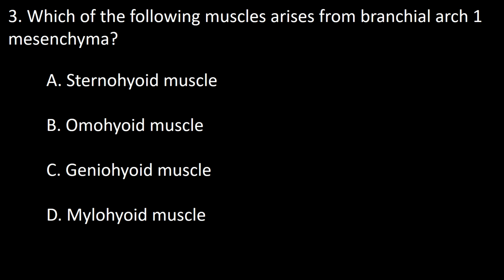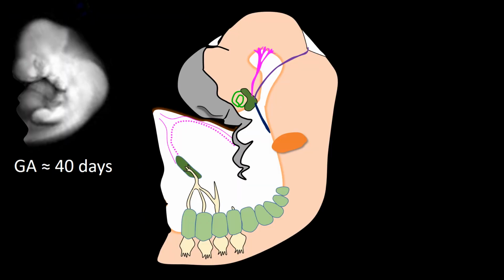Next question. Which of the following muscles arises from branchial arch 1 mesenchyme? A. Sternohyoid muscle, B. Omohyoid muscle, C. Geniohyoid muscle, D. Mylohyoid muscle. I will now introduce the last figure to add the branchial arch 1 mesenchyme and the trigeminal nerve. Notice that only the inferior or mandibular branch joins the mesenchyme.